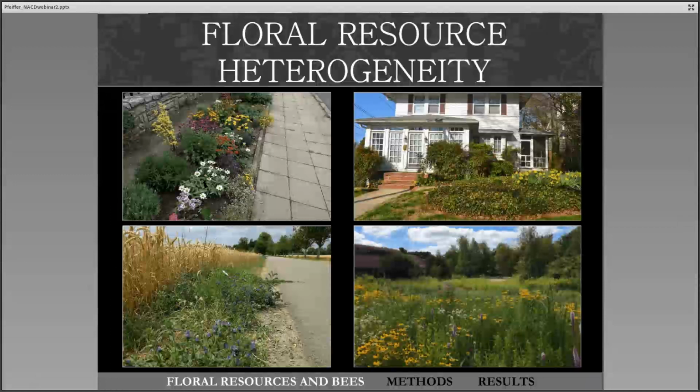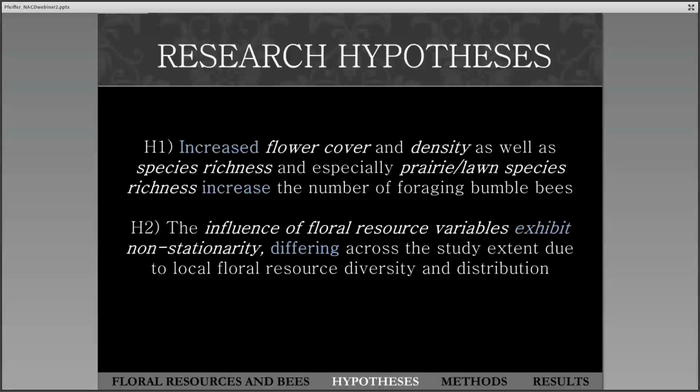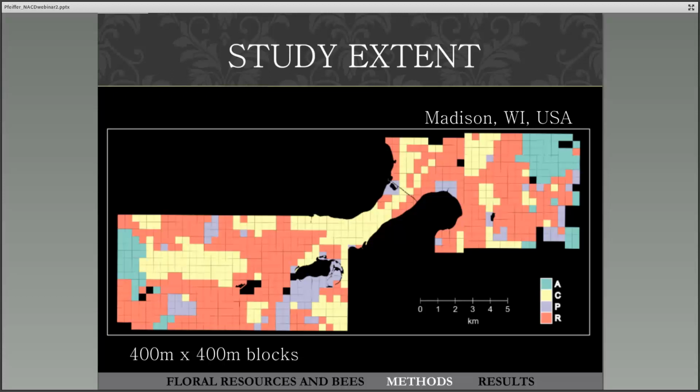Studies are often conducted in particular ecotypes or climatic regions to estimate the most important effects just across the scope of their study extent. So for this study, my hypotheses were that increased floral cover and density, as well as species richness, and especially prairie and lawn species richness, increase the number of foraging bumblebees. And then also, I expected that the influence of floral resource variables might exhibit non-stationarity, meaning the effect of these variables might differ across the study extent due to the local floral resource context.